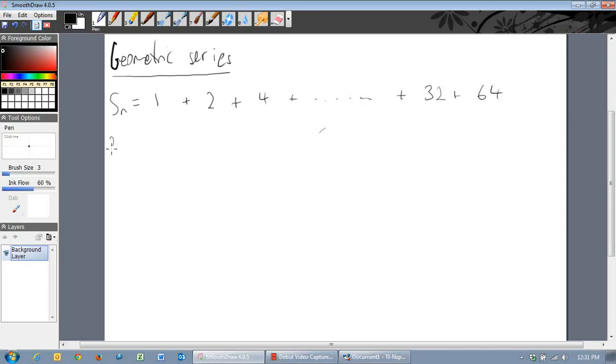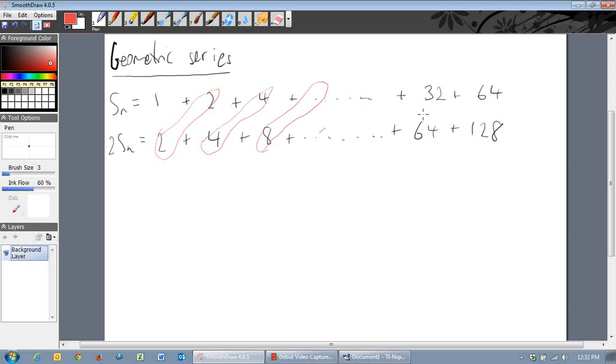Let's see what happens. So 2 times Sn is going to multiply everything by 2. What's 1 times 2? 2. What's 2 times 2? 4. What's 4 times 2? 8. Plus dot dot dot, plus 32 times 2, 64, plus 64 times 2, 128. And so he got this situation here, and what he saw is that every term apart from the first term and the last term all matched up together, and from here you can simplify it really quickly.